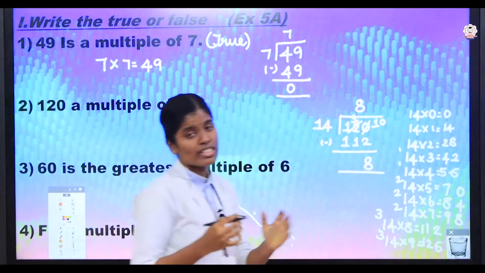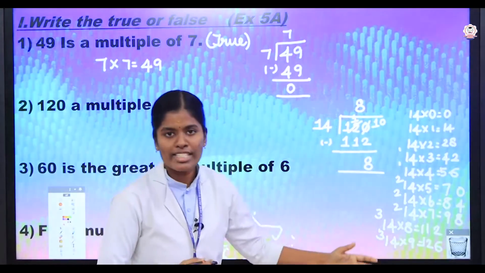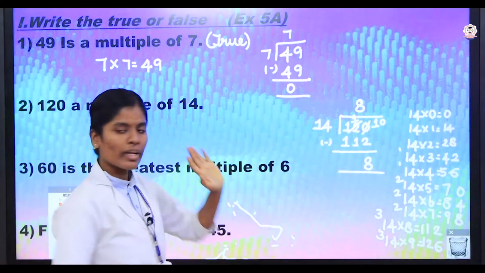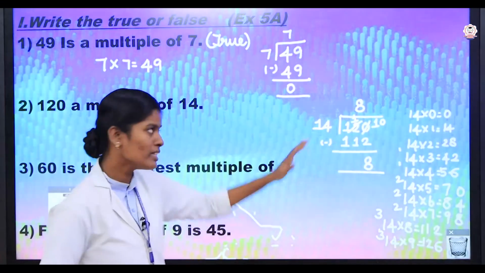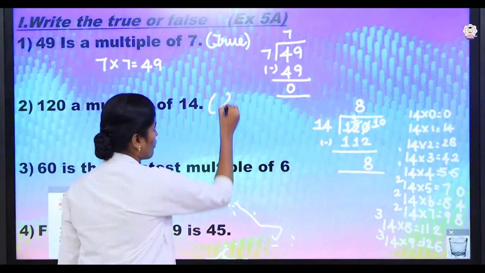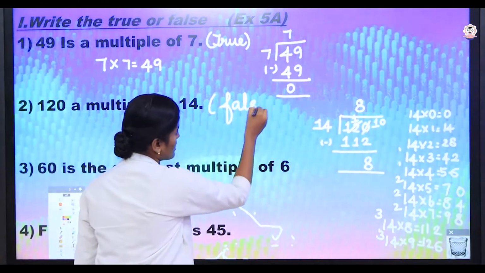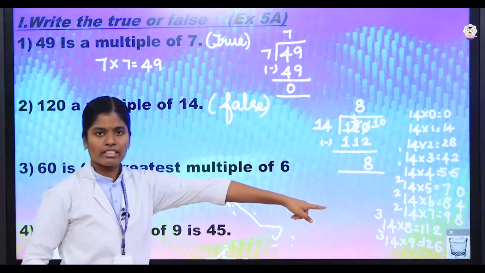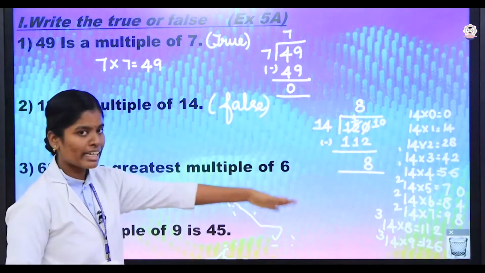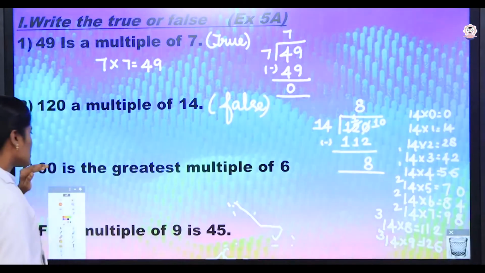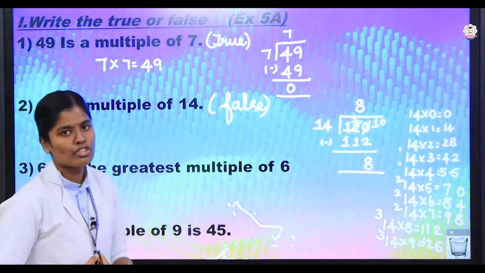Here we got a non-zero number. So this is a false statement. So listen here, 120 is a multiple of 14 means this is false. Why? Because we got the remainder 8. Okay. So this is not correct. This is false. Next, 60 is the greatest multiple of 6.